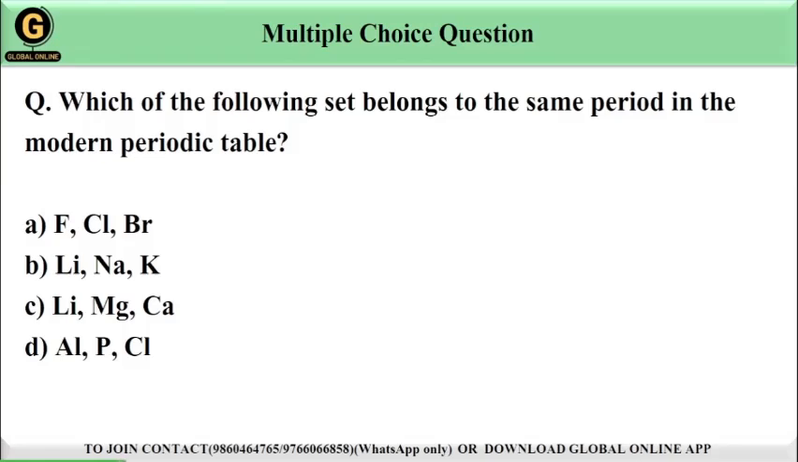The correct answer for this question will be option D, aluminium, phosphorus, chlorine, because elements aluminium, phosphorus and chlorine belong to the third period in the modern periodic table. They are arranged in a same row, whereas the other sets belong to different periods. Hence the correct answer is aluminium, phosphorus, chlorine, option D. Let's move to the next question.